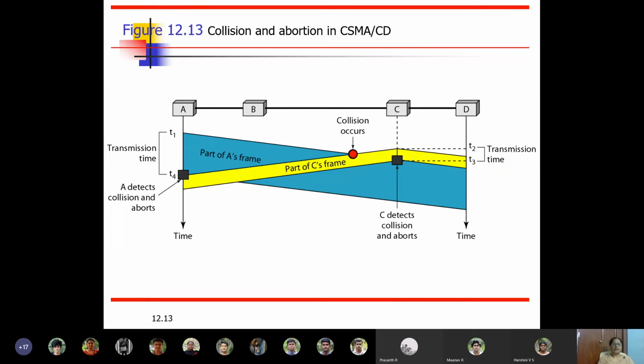You can see at time T1, A's frame is getting transmitted. At time T2, C is also getting its frame transmitted. At time T3, there is a collision, because A is transmitting at 5 volts and C is also transmitting at 5 volts, and somewhere it becomes 10 volts. We call it a collision. Now this 10 volts takes some more time to reach A, and at time slot T4, A can also detect the collision.